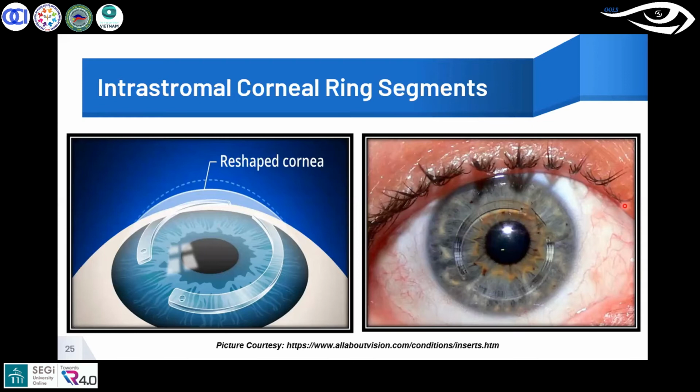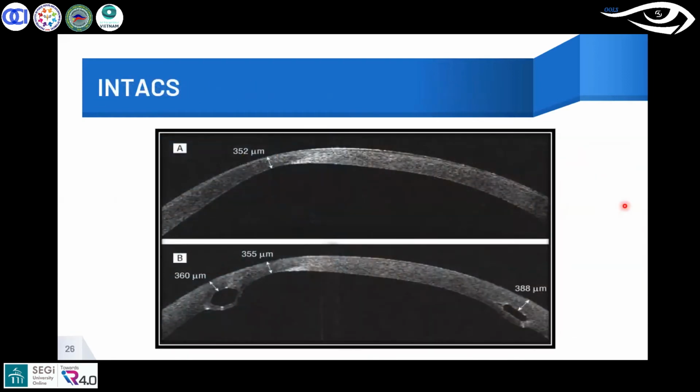So if you have to think what is the use of AS-OCT in Intacs, it is inserted at a particular depth. That insertion depth has to be maintained at a distance of 66 to 75% of the total corneal thickness. So it has to be placed at that particular insertion depth, and that can be visualized by using AS-OCT. As you can see, they have measured at what location. This is the Intacs.